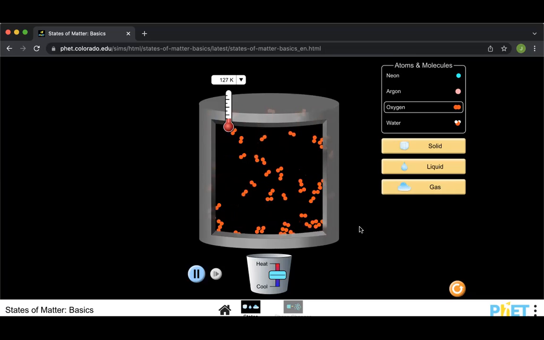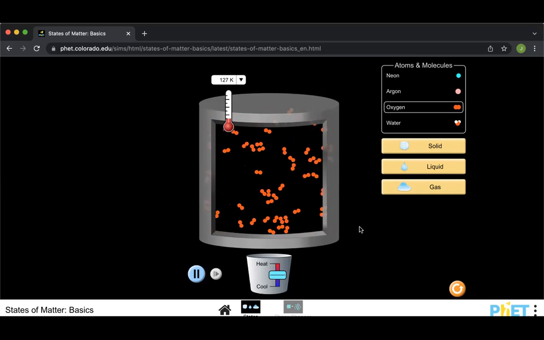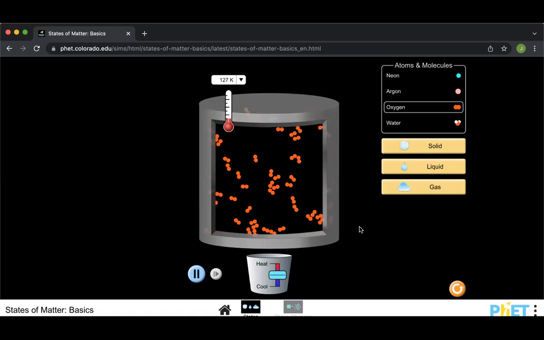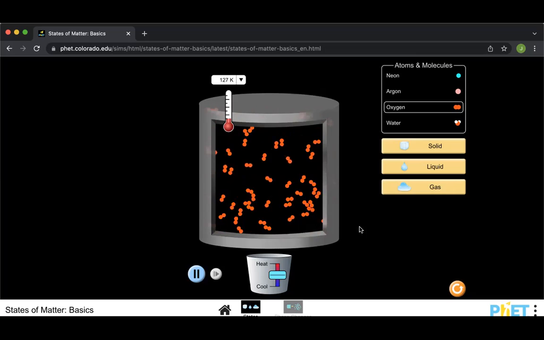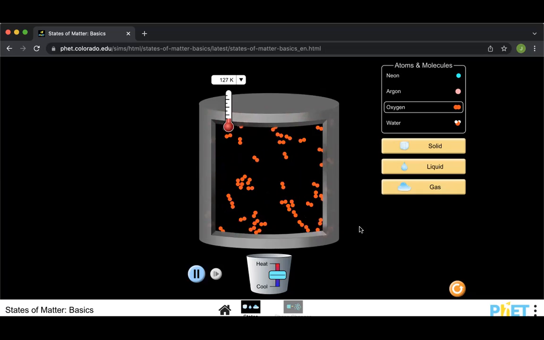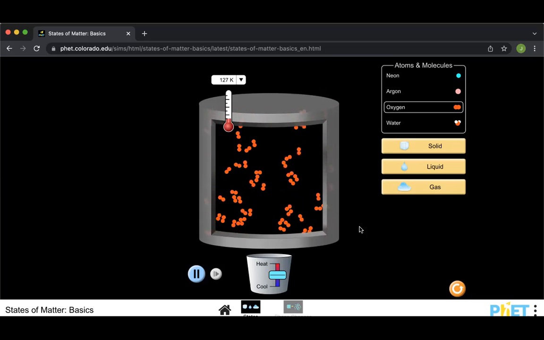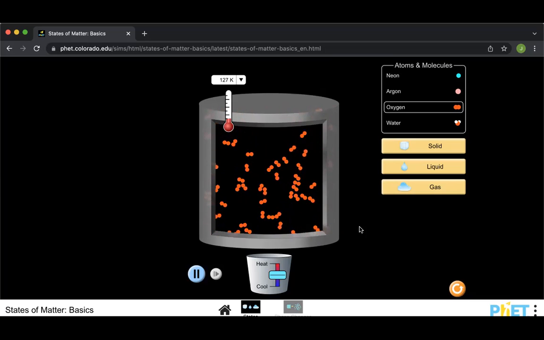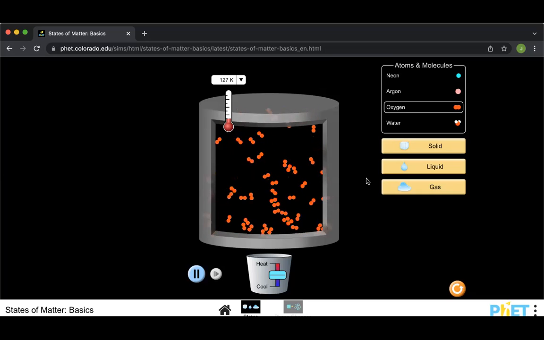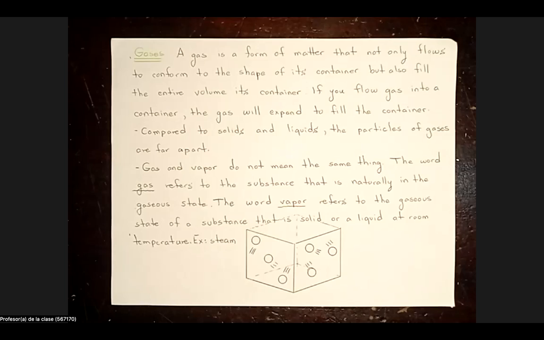The particles of a gas are relatively far apart compared with those of solids and liquids. The actual volume of the gas particles is very small compared with the volume of the space occupied by the gas. You can see that on the animation. The actual volume of gas particles is very small compared with the entire space in the cylinder. Excellent. Those are the gas characteristics.